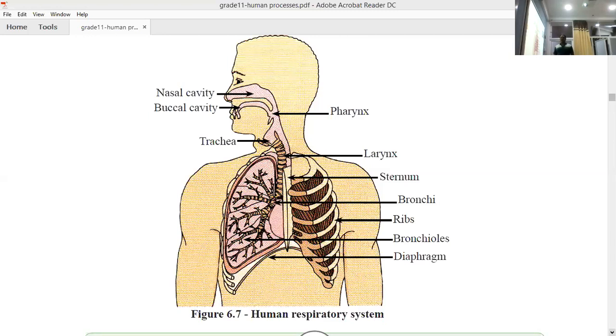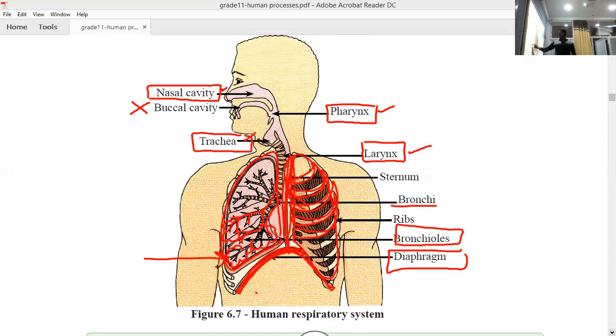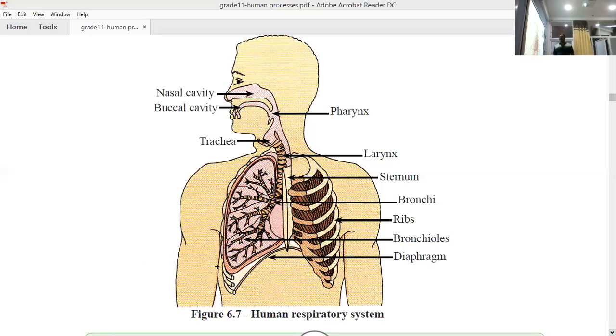Those are the main parts belonging to the respiratory system: nasal cavity, pharynx, trachea, larynx, then the bronchi, bronchioles and alveoli sacs. Alveoli are inside the lungs, the place where gas exchange occurs. That is the human respiratory surface, the alveoli wall. And apart from those main parts, there are the rib cage, sternum, diaphragm, and other parts.